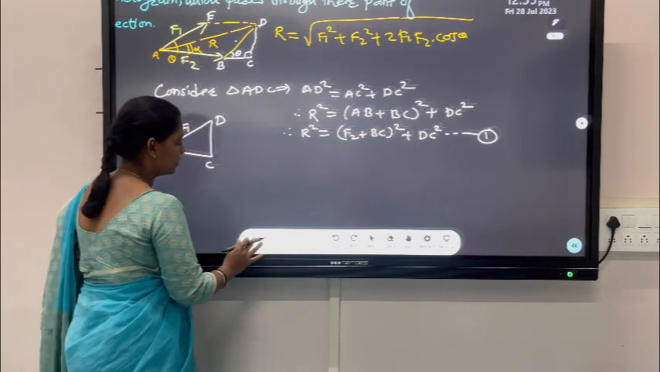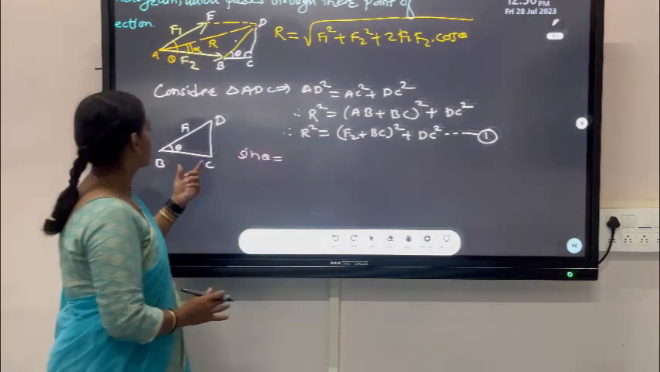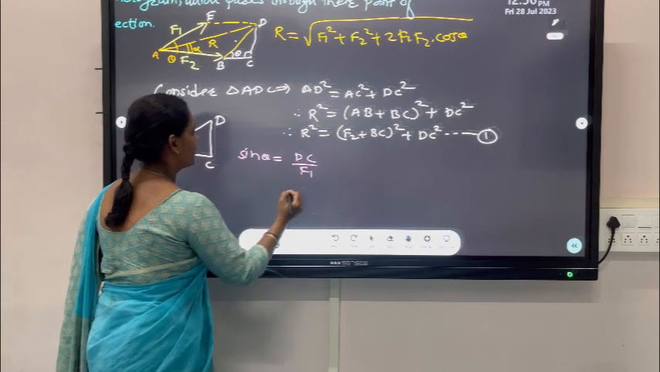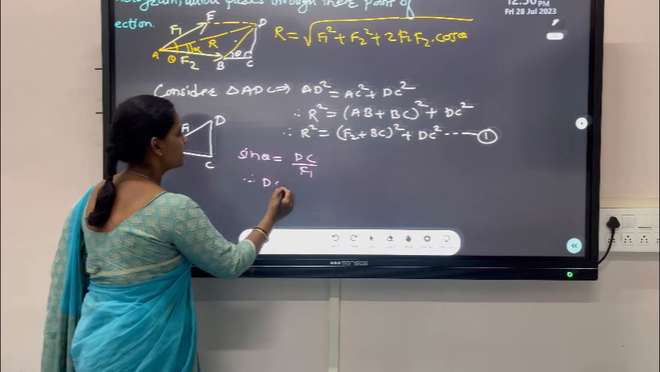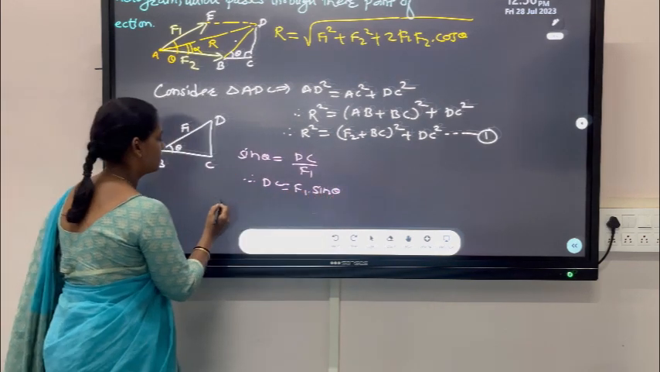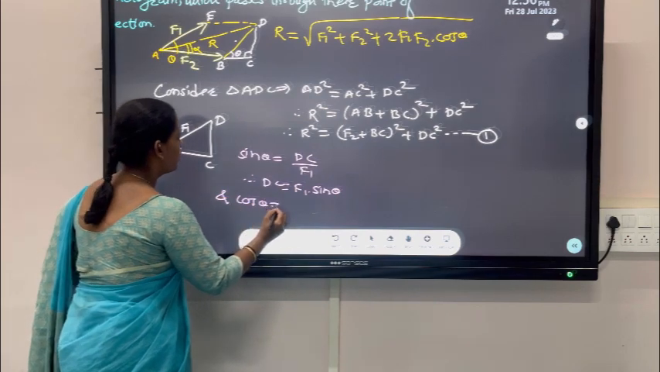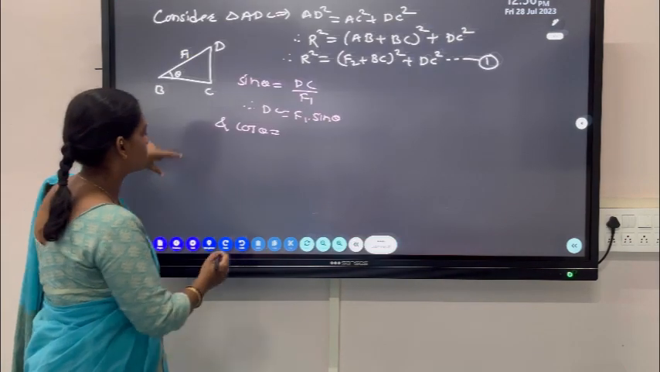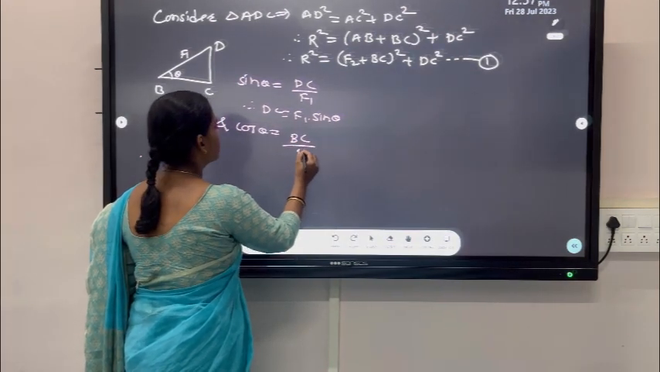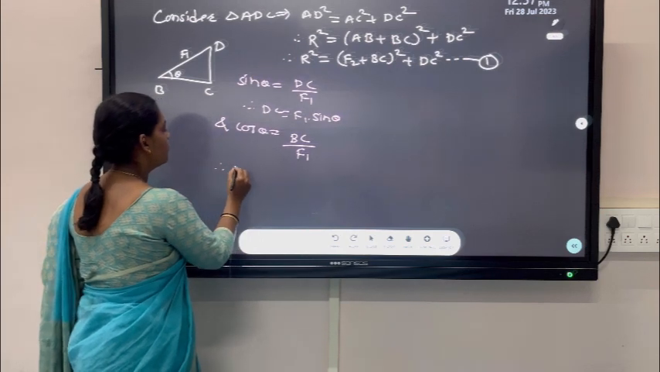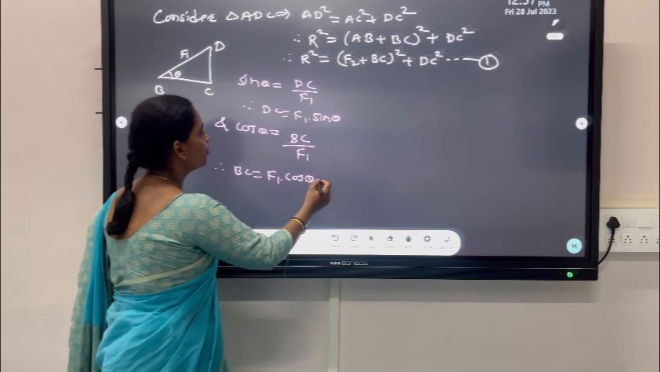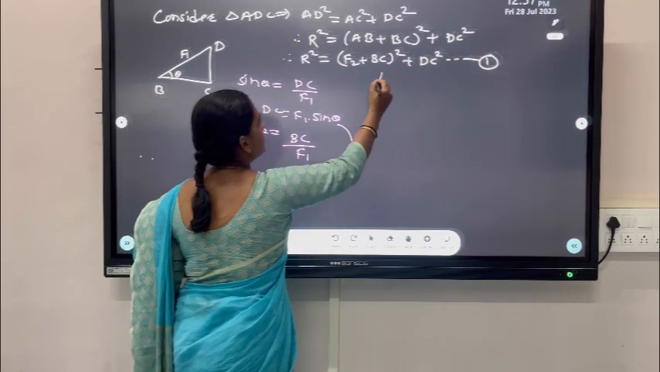So, therefore, sin theta is DC divided by F1. Therefore, DC is equal to F1 into sin of theta, and cos of theta is equal to adjacent side divided by hypotenuse. Therefore, cos of theta is BC divided by F1. Therefore, BC is equal to F1 into cos of theta. So, put these two values in this equation number 1.